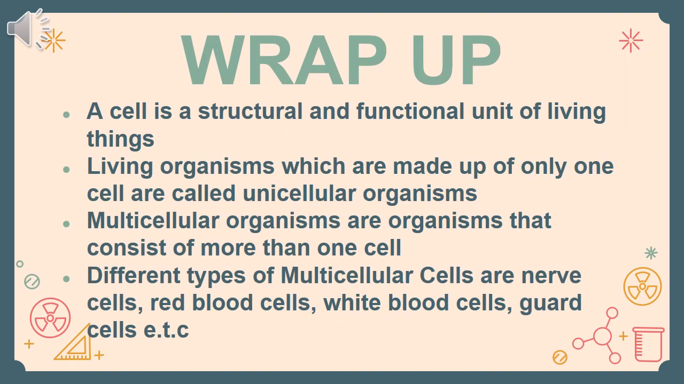Wrap up. Today we have discussed that a cell is the structural and functional unit of living things. Organisms which are made up of only one cell are called unicellular organisms, and organisms which are made up of more than one cell are called multicellular organisms. Different types of cells in multicellular organisms are nerve cells, red blood cells, white blood cells, and guard cells.